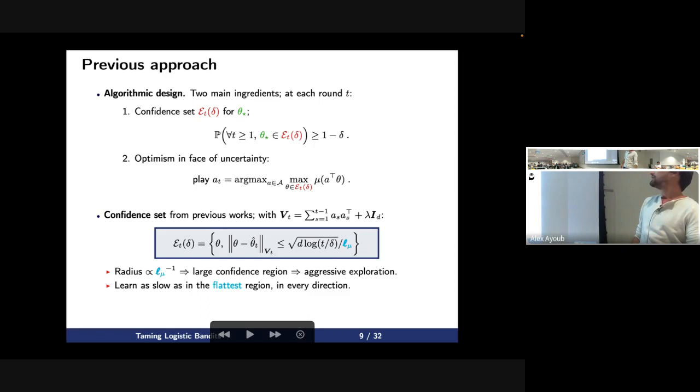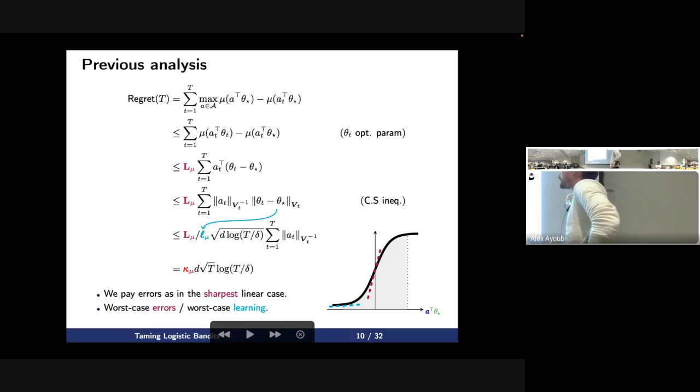Okay, so now how does this translate into a regret bound? Again, the sketch of proof is relatively simple and neat. You start with the regret. You use optimism to move from regret to online prediction error. This is the difference between what you predict in terms of average reward and what you collect. And this is where you have to connect the error that you make in learning into regret.